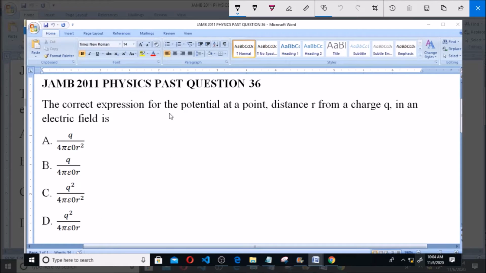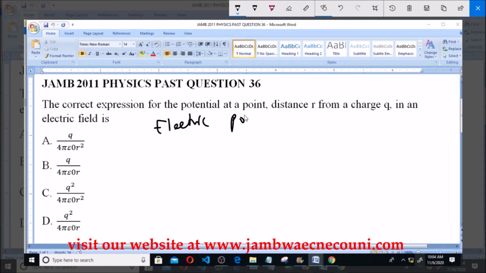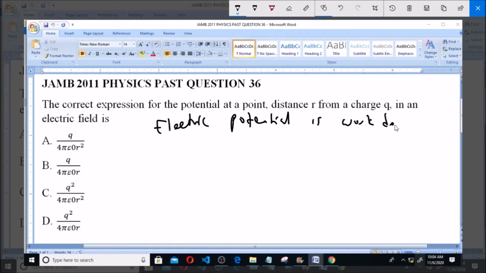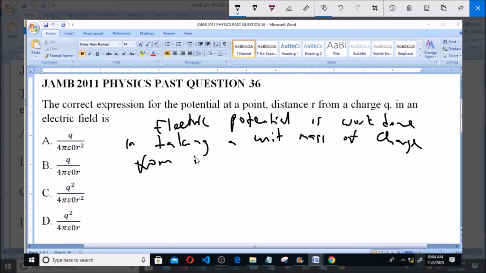Now, electric potential is the work done in taking a unit charge from infinity to a particular point. Now, that's actually giving us W over Q.